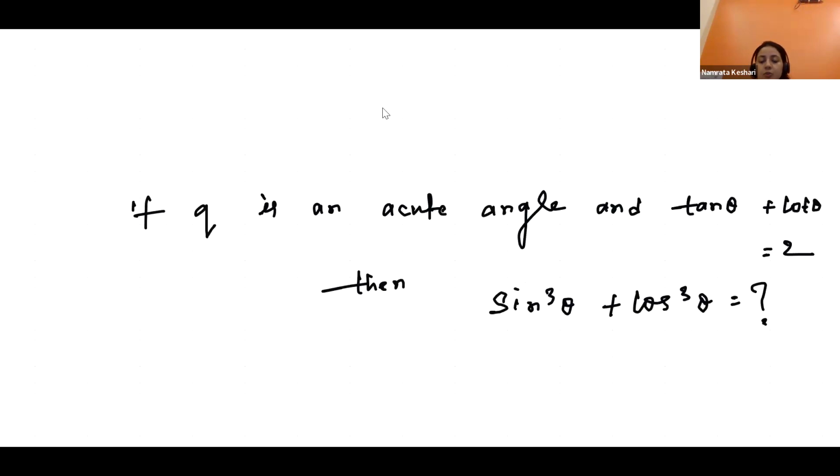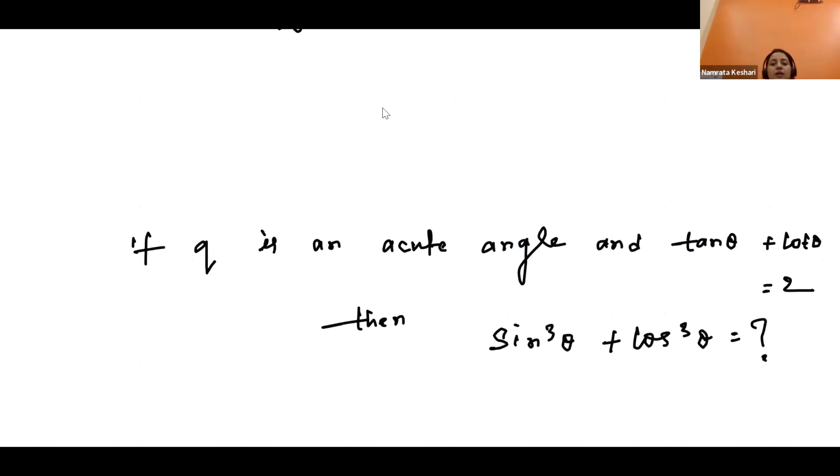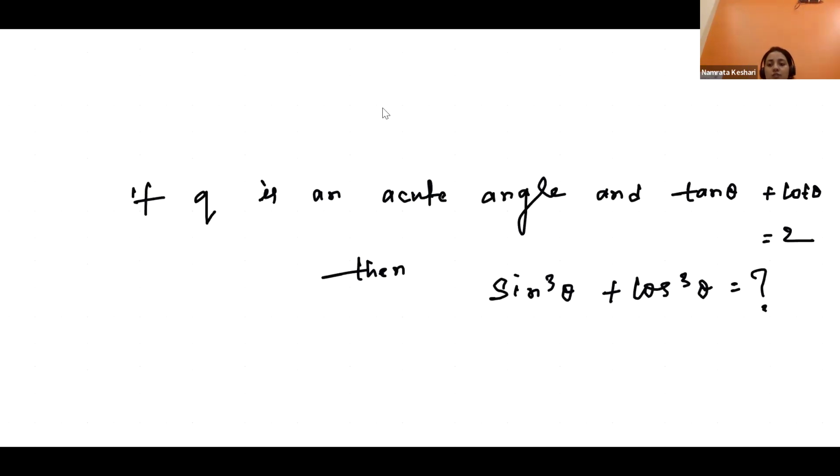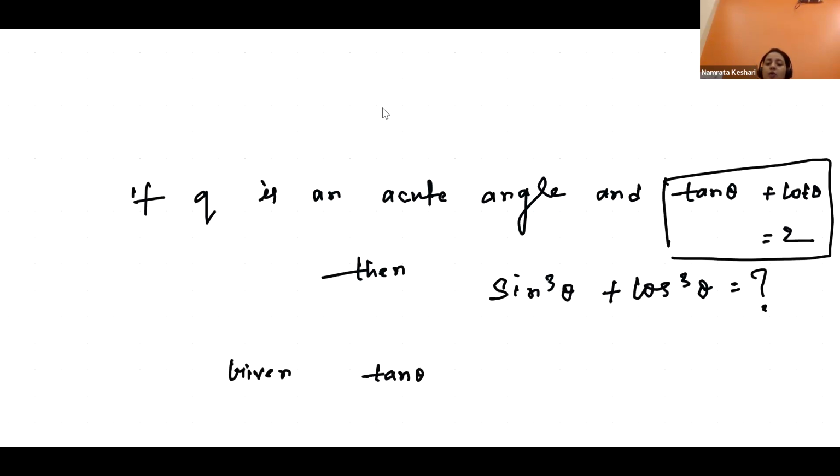If Q is an acute angle and tan theta plus cot theta is equal to 2, the equation is given. On the basis of this information, we are supposed to find this. Now, what can be done over here from the given part? This is such a good question. From the given part, we have tan theta plus cot theta. I am going to write cot directly as 1 by tan, is equal to 2. Now let's continue.